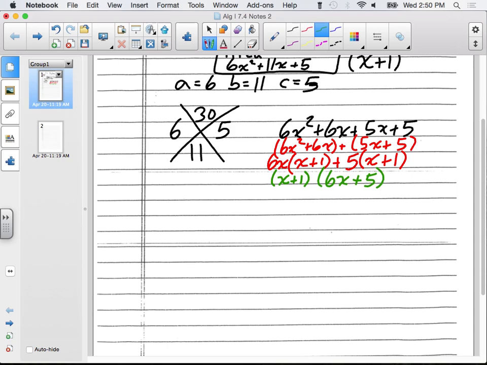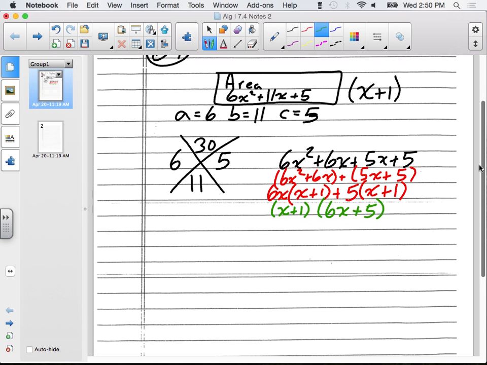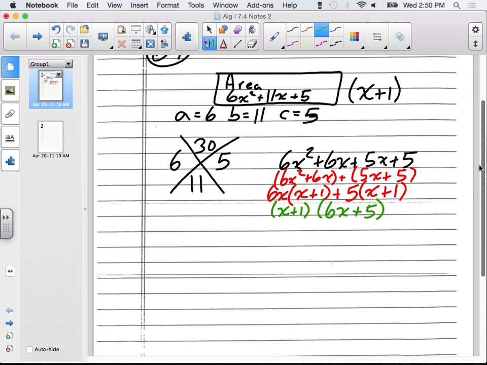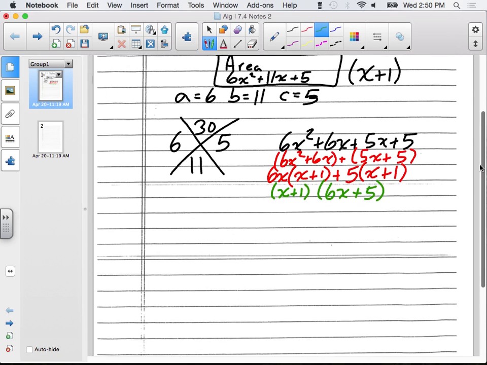So what do we just find? The dimensions for this rectangle that we started with. So it's the length and the width, right? So of these two, which is the length and which is the width? The width is x plus 1. They already told us the width is x plus 1, so what's the length? 6x plus 5.